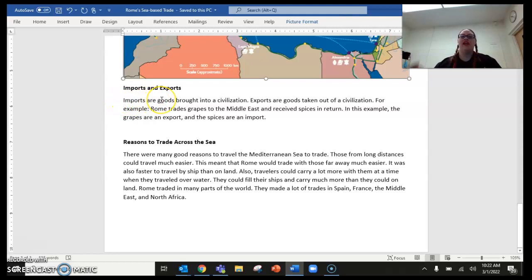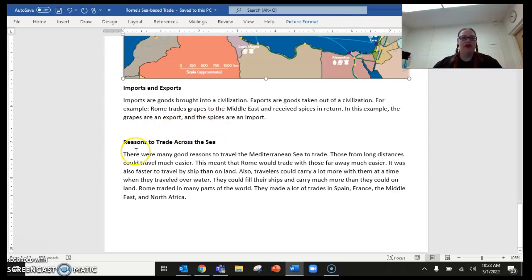Imports are goods brought into a civilization. Exports are goods taken out of a civilization. For example, Rome trades grapes to the Middle East, and they receive spices in return. In this example, the grapes are an export because they are leaving Rome, and the spices are an import because they are coming into Rome. Okay? Exports are leaving, imports are coming in.